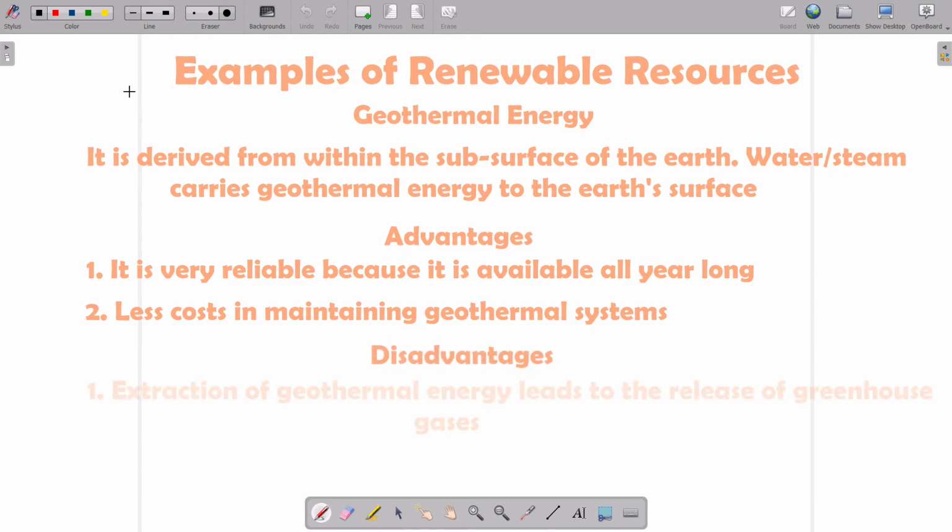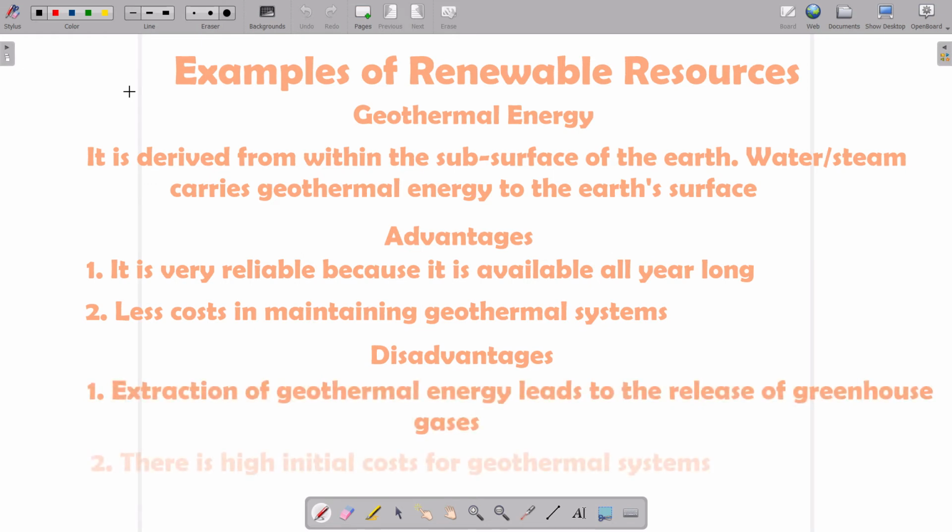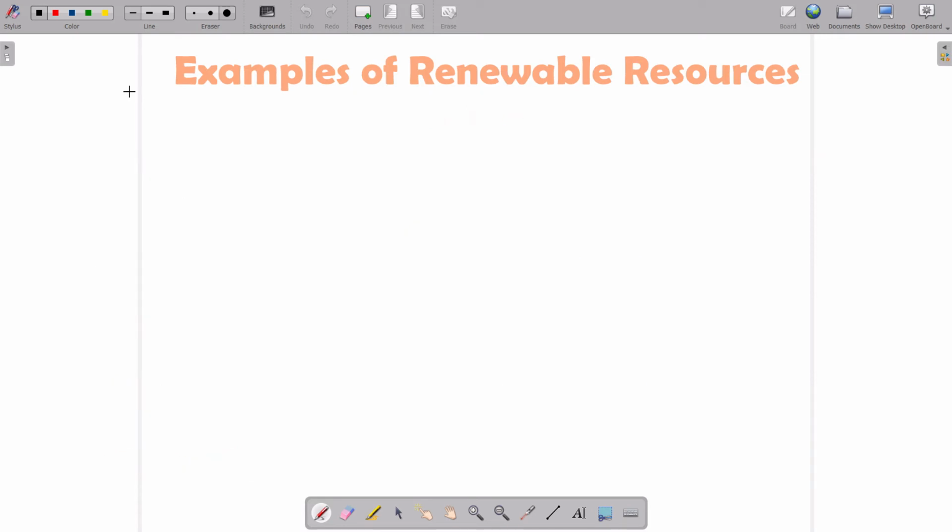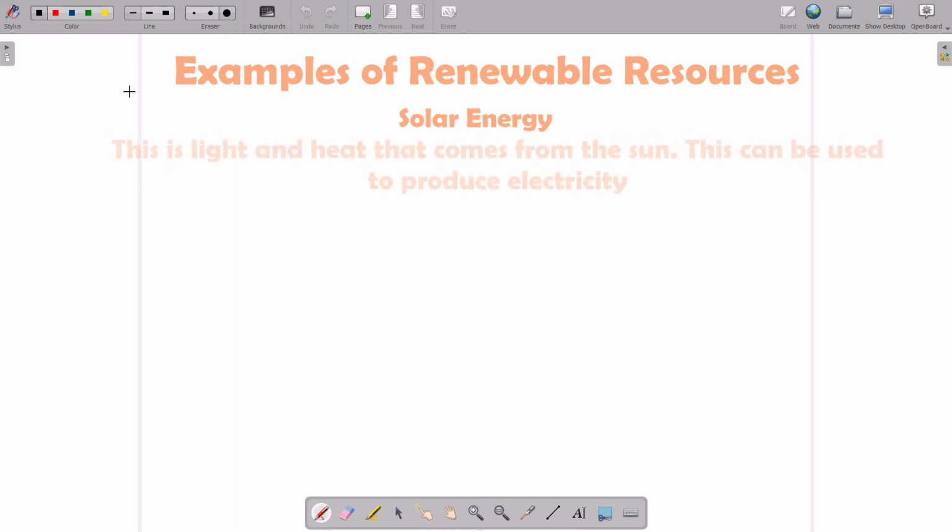Disadvantages: extraction of geothermal energy leads to the release of greenhouse gases. And the second disadvantage is that there is high initial cost for geothermal systems. Another example of a renewable source of energy is solar energy, and that we are talking about the sun. Now, this source of energy comes from the light and heat that emanates from the sun, and it can be used to produce electricity.